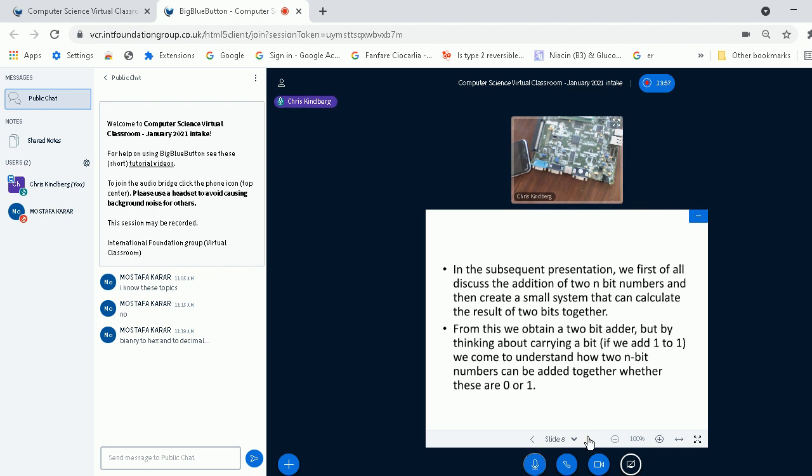And in the subsequent, so I think the final presentation, we first of all discuss the addition of two n-bit numbers and then create a small system that can calculate the result of adding 2 bits together. And from this we can obtain a 2-bit adder. And by further reflection of using a carry bit, for example, which is needed if we add binary 1 to binary 1. I mean, 1 plus 1 is actually 1, 0. So the result of adding 1 to 1 is 0, but carry 1. Carry the binary bit 1.